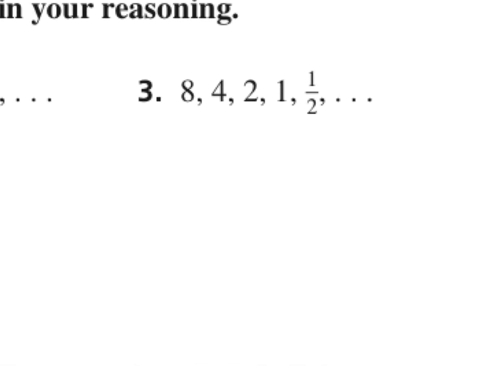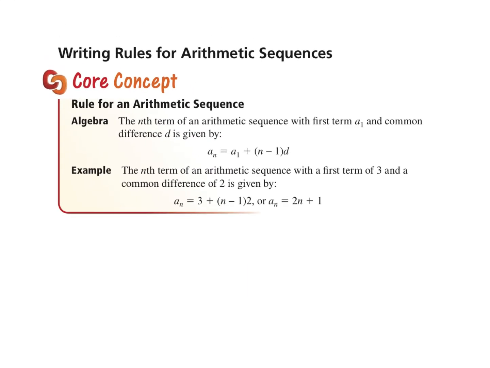And then last one, number 3. What are we subtracting to get from 8 to 4? -4. And from 4 to 2? -2. These are different, so we could just stop right here. We already know it is not arithmetic. All right, next.